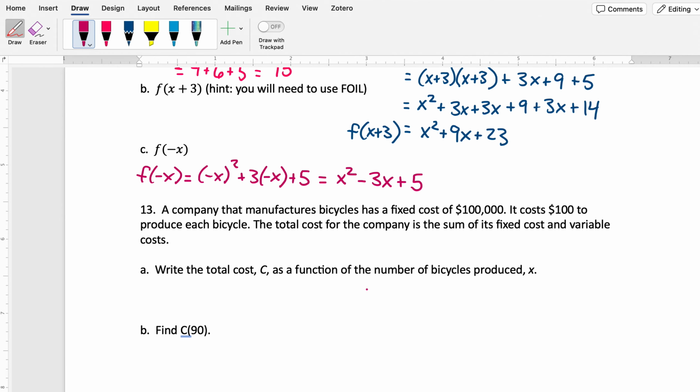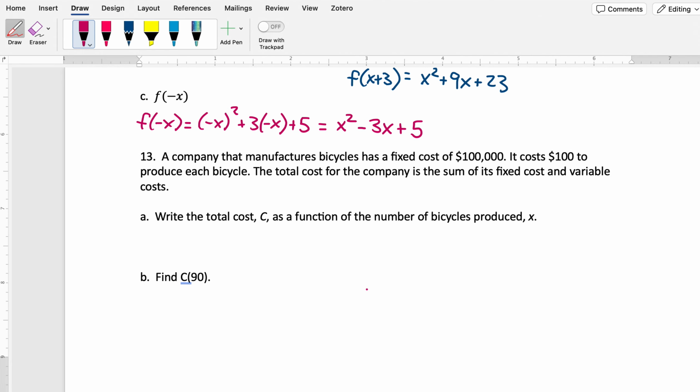Let's look at number 13. A company that manufactures bicycles has a fixed cost of $100,000. It costs $100 to produce each bicycle. The total cost for the company is the sum of its fixed cost and variable costs. Write the total cost as a function of the number of bicycles produced, x. So, x is the number of bicycles.